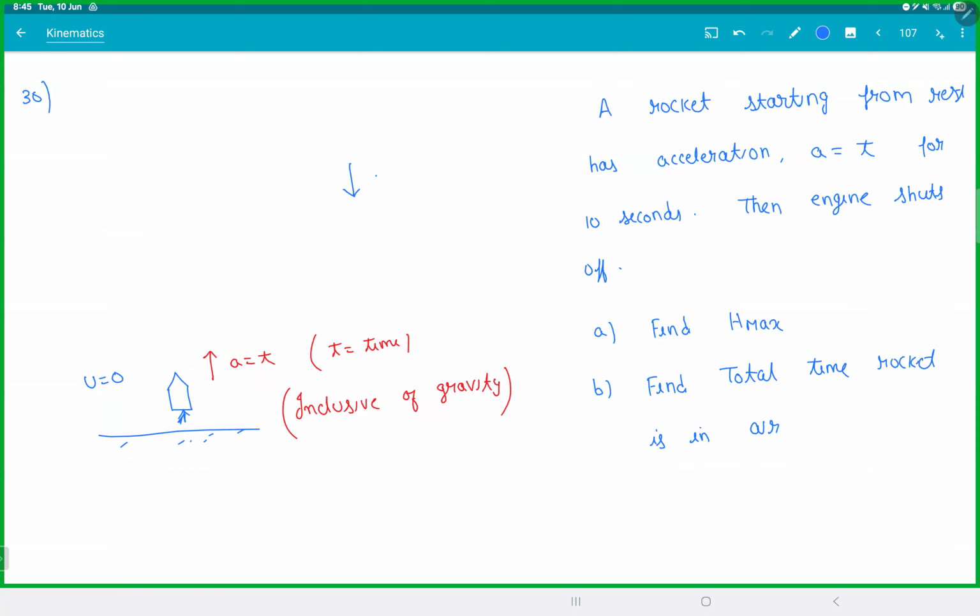Gravity is there. So at t is equal to 1 second, a is equal to 1. That means the rocket is actually generating an acceleration of 11 meters per second square. If you subtract the gravity of 10, you get 1. Are you getting the meaning of it? So keep that in mind. Whenever someone says a rocket's acceleration is so and so, gravity is already included in that.